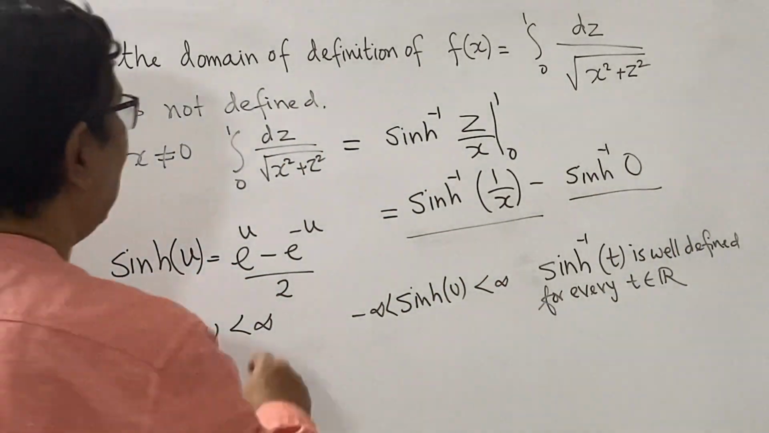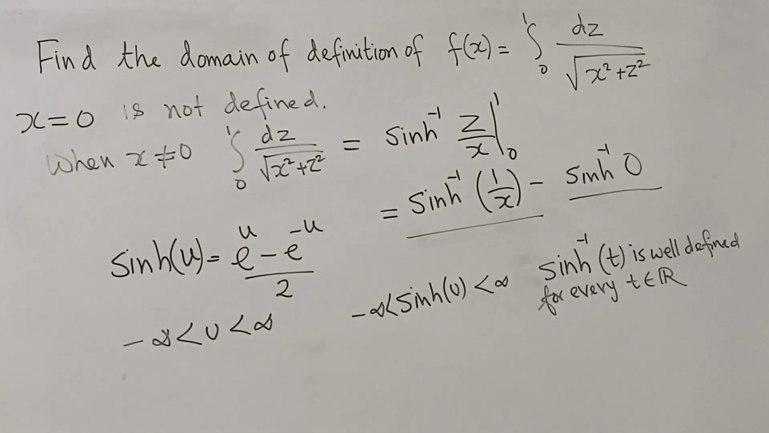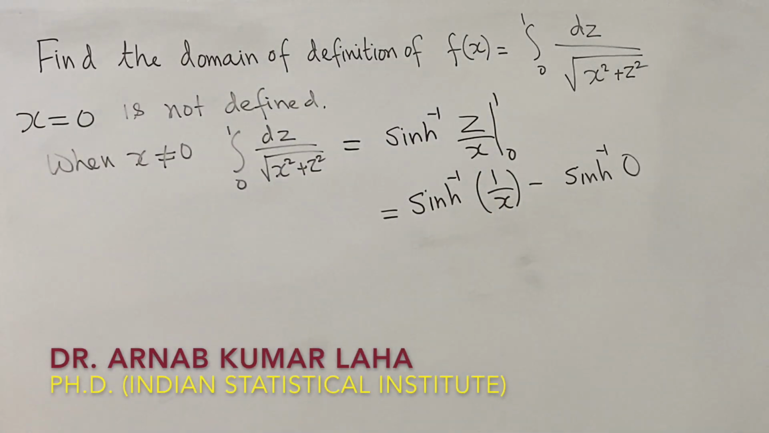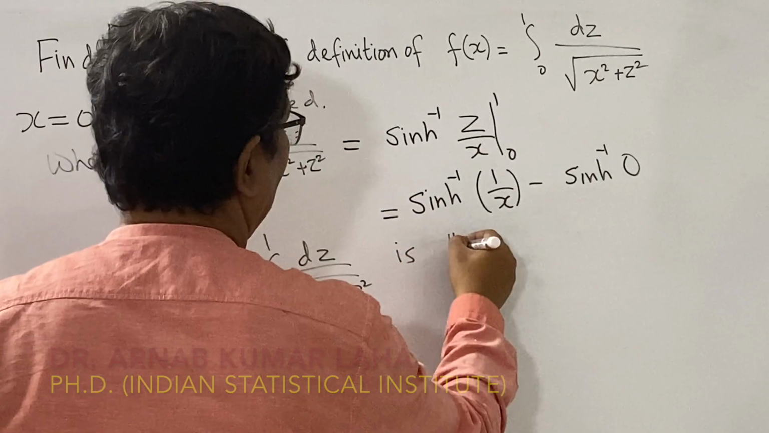So the integral 0 to 1 dz by root over x square plus z square is well defined for every x not equal to 0. Hence, the domain of definition of f(x) is R minus {0}.